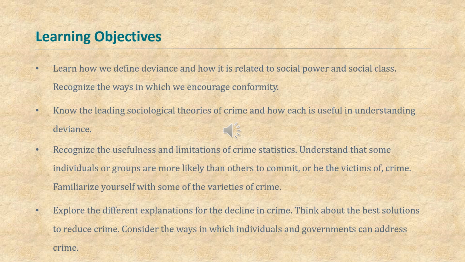Also, the need to recognize the usefulness and limitations of things such as crime statistics, and understand that some groups or individuals are more likely than others to commit or be victims of crime, and to explore the different explanations for the decline in crime, as well as consider the ways in which individuals and governments can address crime.